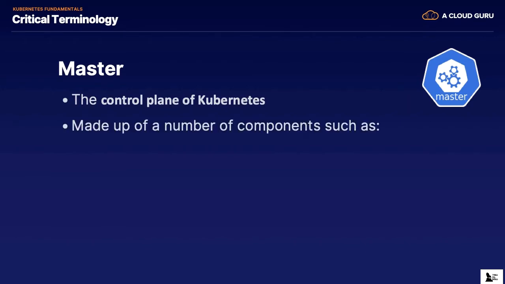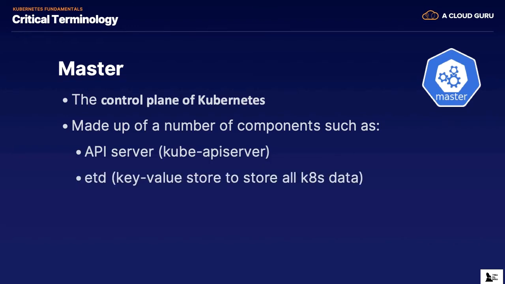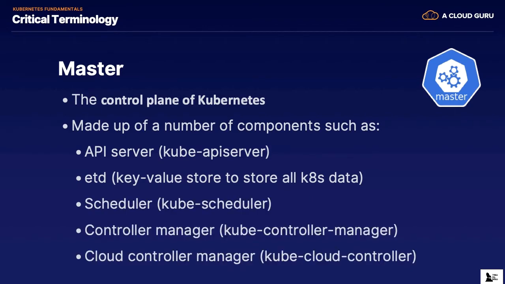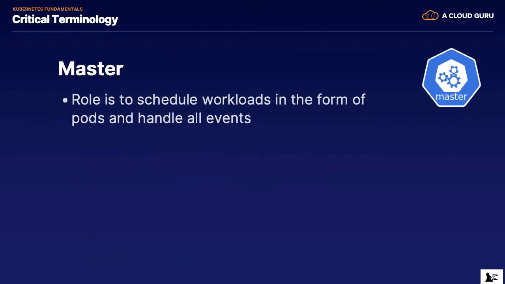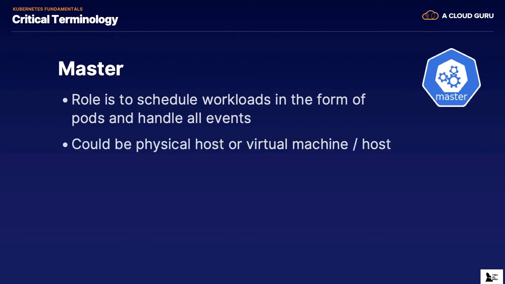It's made up of a number of different components, such as the API server, the etcd key value store to store all the stateful Kubernetes data, the Kubernetes scheduler, the controller manager, and the cloud controller manager. The role of the Kubernetes master is to schedule workloads in the form of pods and handle all events. Again, it's the control plane, it's the manager of the entire Kubernetes cluster. It could be a physical host or it could be a virtual machine, and it could be running on premises in your own data center, or it could be running in a cloud instance.